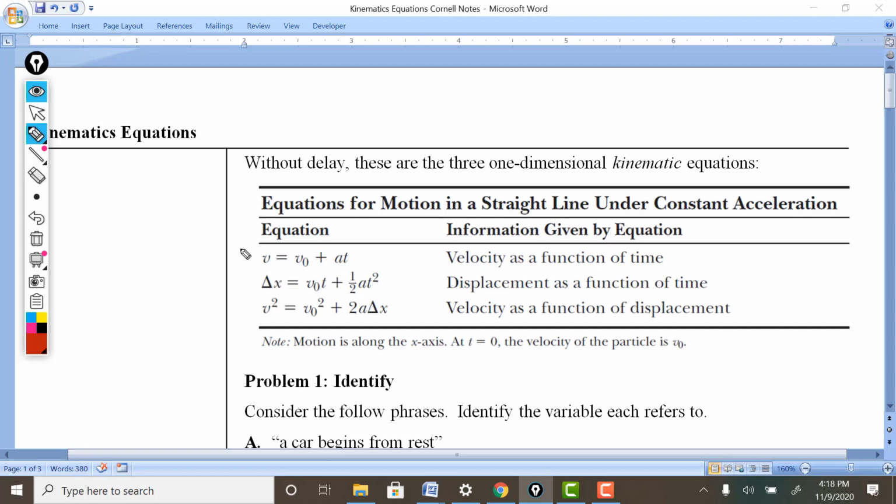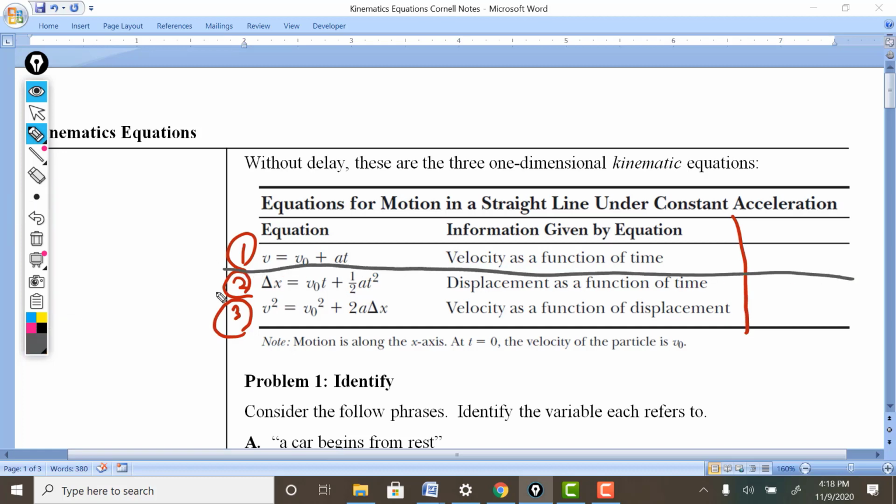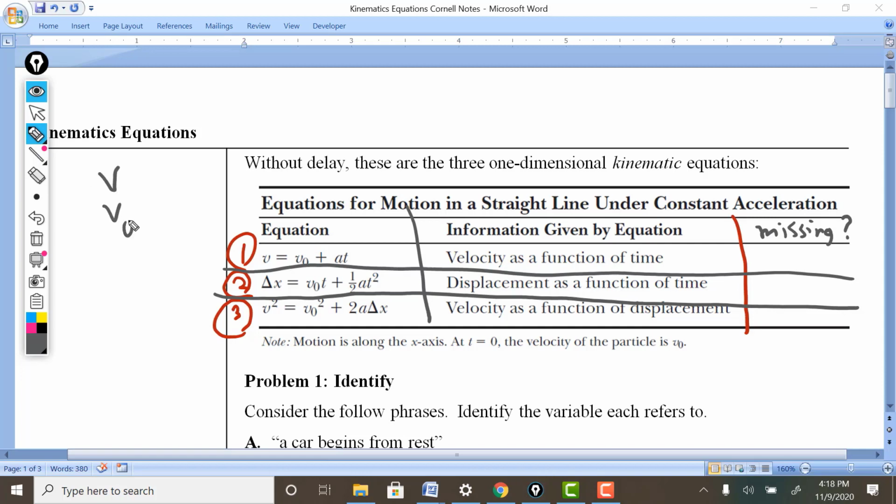This first equation is in reference to velocity as a function of time. The second one focuses on displacement, and this third one is velocity as a function of displacement. What's more telling about these is what they are missing. So may I suggest creating a table? We're going to put missing. And of course, recall that the 5 variables are v, v naught, a, delta x, and t.